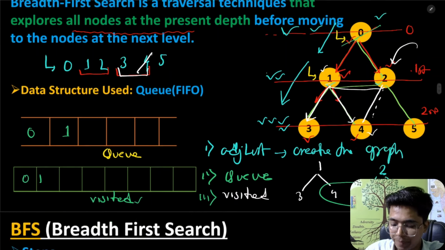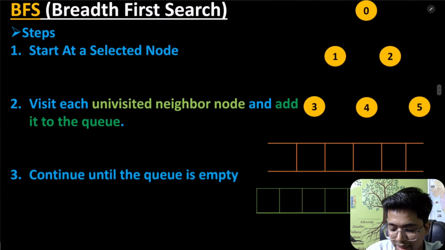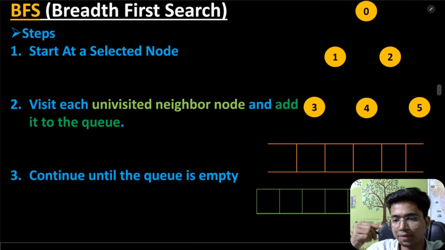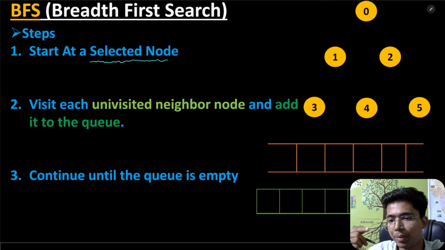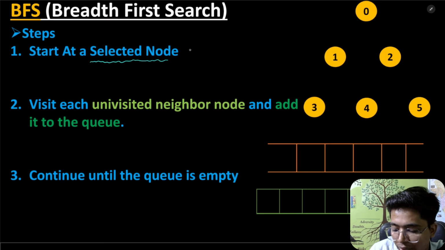So let's move to the next page. BFS steps. This is the algorithmic step for how we can implement it. It tells us to start at the selected node. Suppose we are solving a question. In the question we might be given a node that you have to start with, let's say 4. That means you have to start from this node.